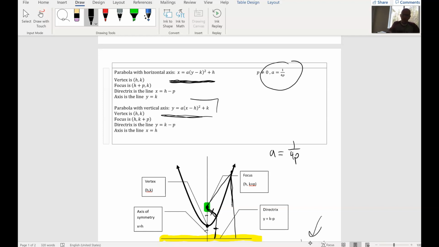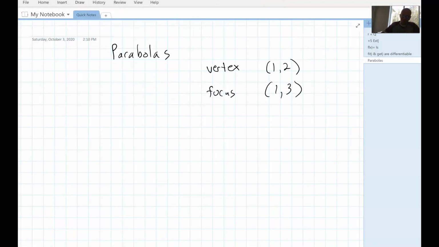That one would be facing up and down. This is the one that we're used to, right? y equals something involving x squared. That would be an up or down parabola, depending on whether a is positive or negative. This would be a right or left parabola, again, depending on whether a is positive or negative. Okay, so let's hop back to here.